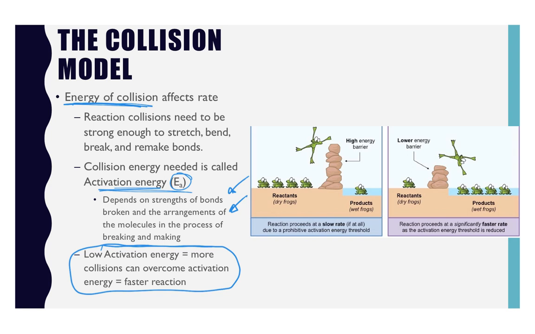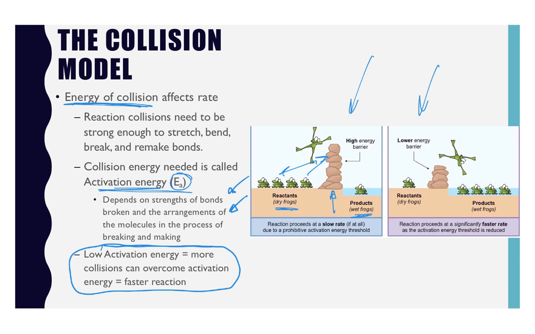I love this little graphic over here showing us our different frogs. You've got some dry frogs over here, and you've got wet frogs over there. Wet frogs symbolize your product. Dry frogs symbolize the reactant. And in order for the dry frogs to get wet, they've got to get over this barrier. These frogs are going to jump, and if they don't jump high enough, they're going to smack into the wall, and they're going to get bounced back.